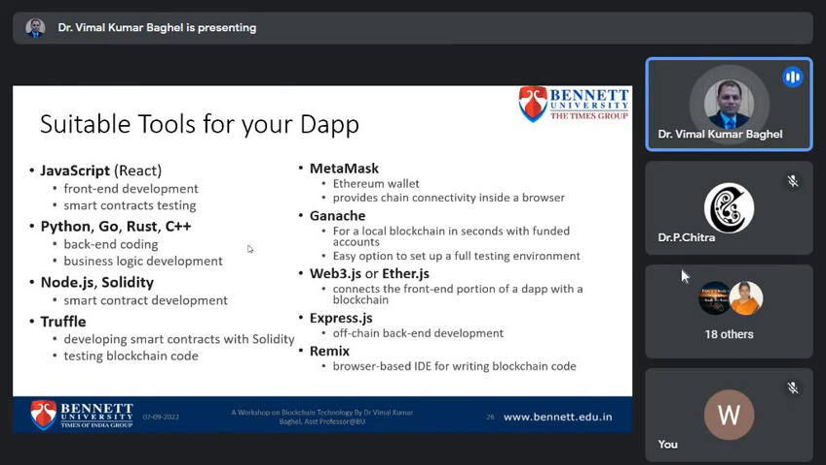MetaMask is an Ethereum wallet that provides the chain connectivity inside a browser, and whatever transaction is done, it is done with the help of these MetaMask wallets. Ganache is a tool which is used for a local blockchain in seconds with funded accounts. So we already have some accounts in place, and then we can locally deploy a blockchain on our particular machine with the help of Ganache. And this is a very easy option to set up a full testing environment, or we can have a test bed development inside our lab only.